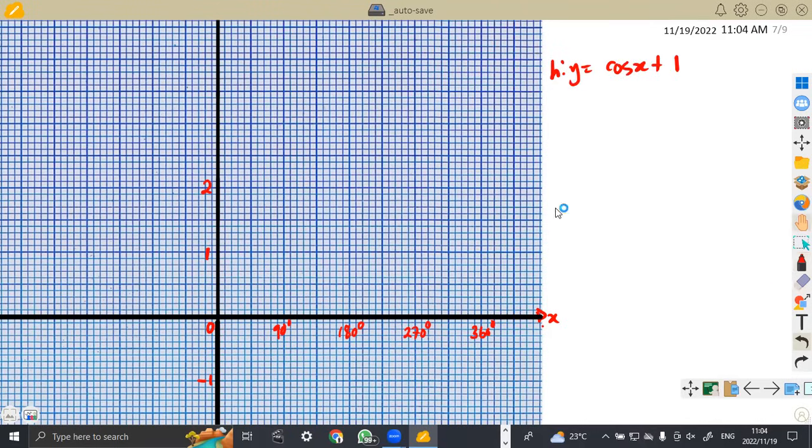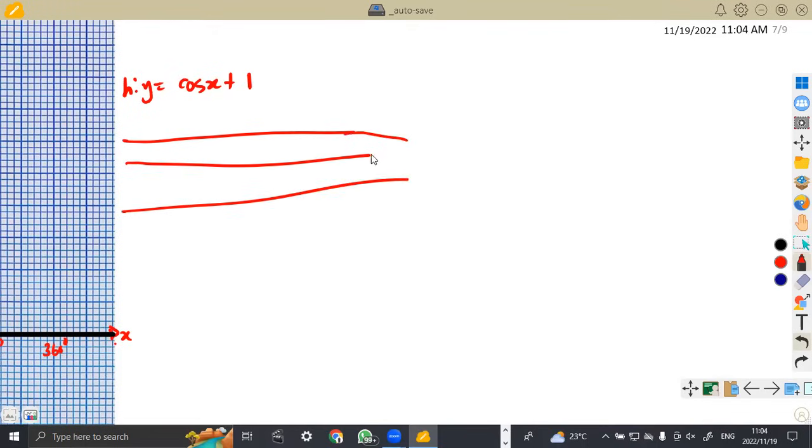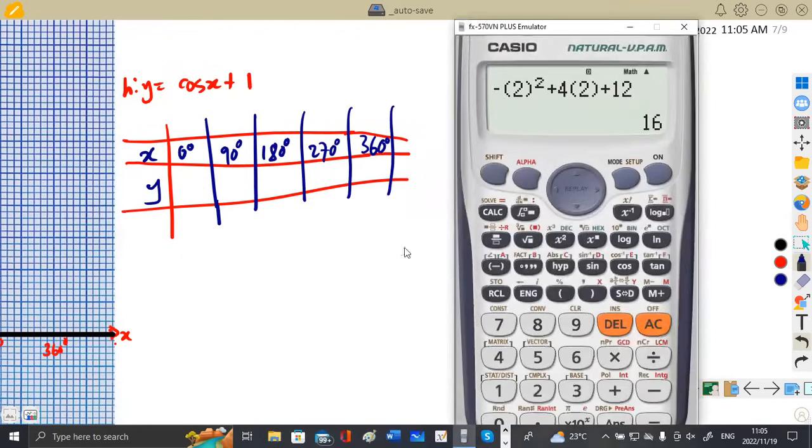Okay, so you can have a table of values. On the table of values, guys, don't have too much. You can just have your points, the values of x and y there. So I'm just going to have our x, y. That's 0 degrees, 90 degrees, 180 degrees, plus 90 which is 270, plus 90 which is 360 degrees. Okay, so from your calculator, you can simplify this. The first one is 0, so it's cos 0 plus 1, you get a 2.